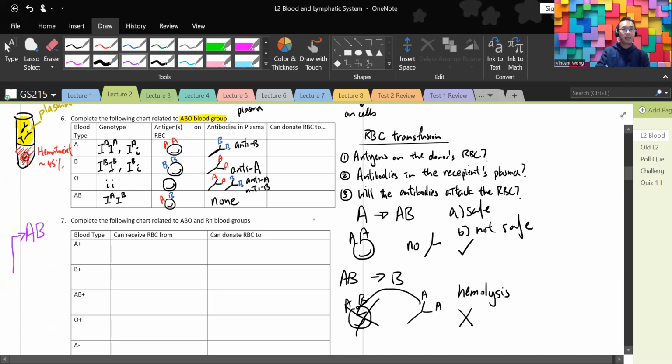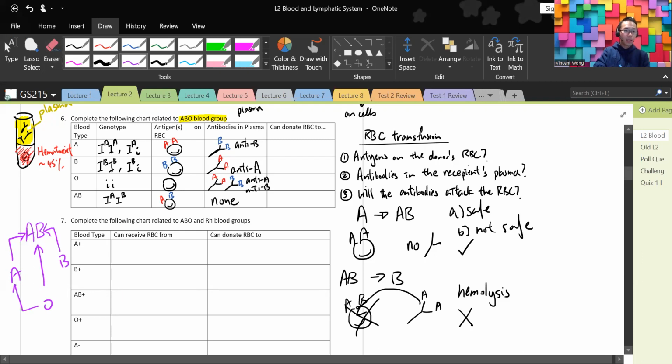Yes, first one is safe. Yeah, this one is safe, okay? Because the AB recipient has no antibodies, right? That's why they could receive anything, okay? They could receive from A, they could receive from B, and they could receive from O, okay? So A can give to AB, O can give to AB, and B can give to AB. And of course, AB can give to AB as well, right?